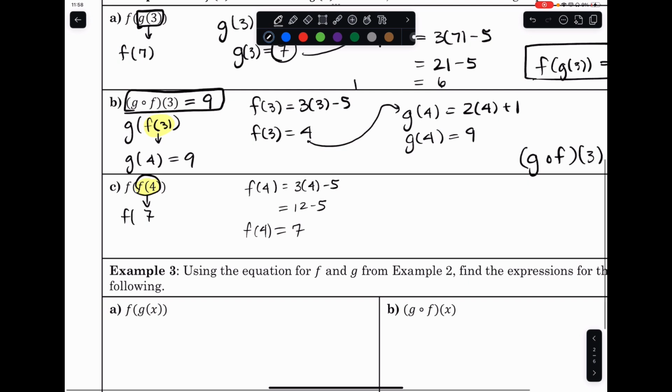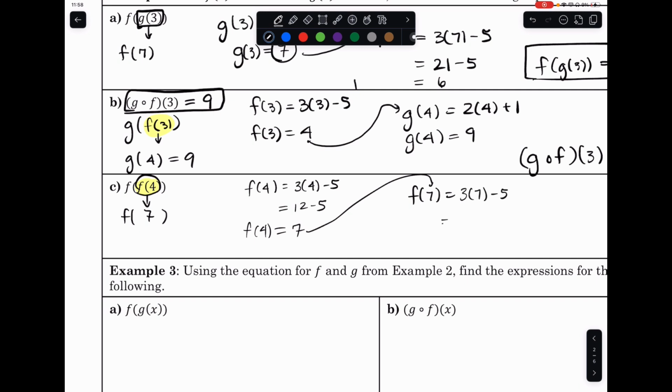So we're now going to evaluate the outside f with the value of 7. So we substitute the number 7 into f, and since it's the same equation, it'll be 3 times 7 this time, minus 5, which is 21 minus 5, which is 16. So f of 7 equals 16, which means that f of f of 4 equals a total of 16. So there is your solution.